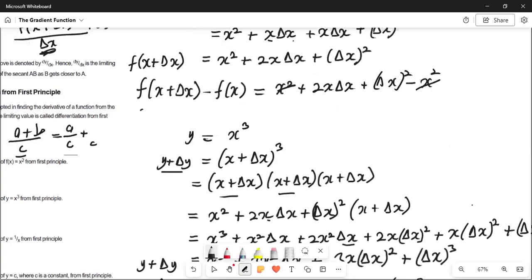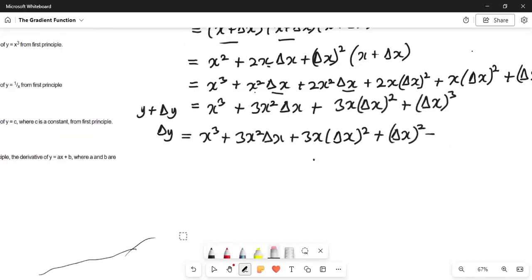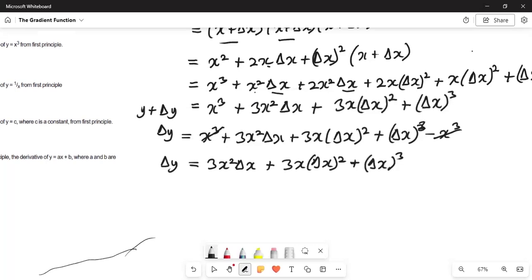But from the function given to us, y is equal to x to the power 3. I'll just put x to the power 3 there, so that this x to the power 3 minus x to the power 3 is gone. Therefore, delta y is equal to 3x squared delta x plus 3x delta x squared plus, I wrote 2 here instead of 3, this delta x cubed, please, plus delta x cubed.